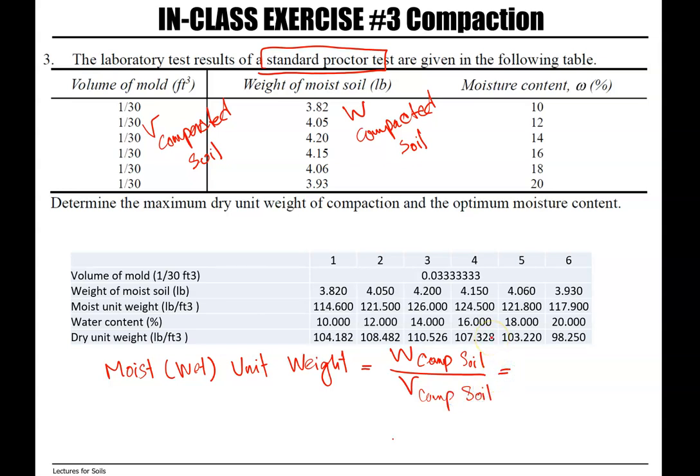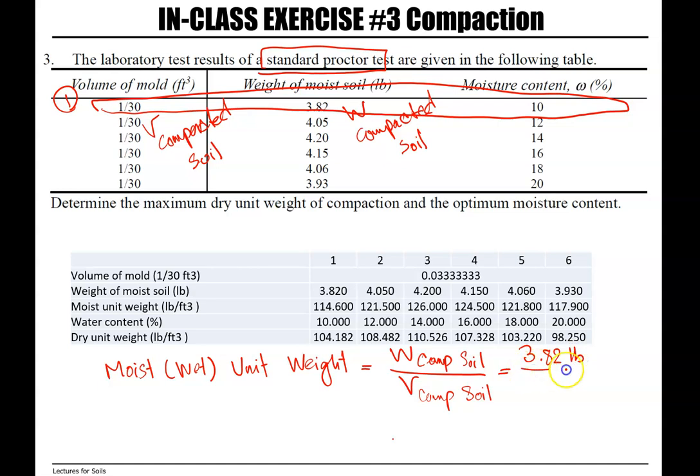So, for example, look at trial number 1. Weight is 3.82 pounds. Volume is 1/30 of a cubic foot. We will have 114.6 pounds per cubic foot.